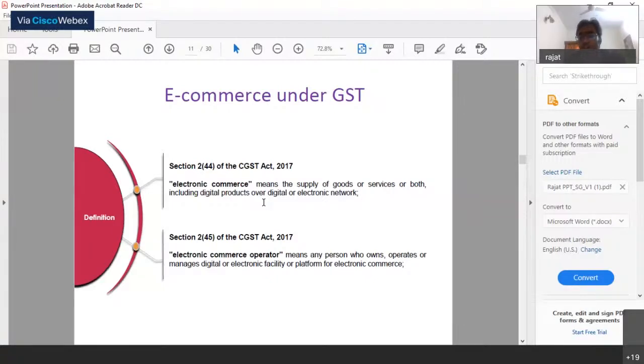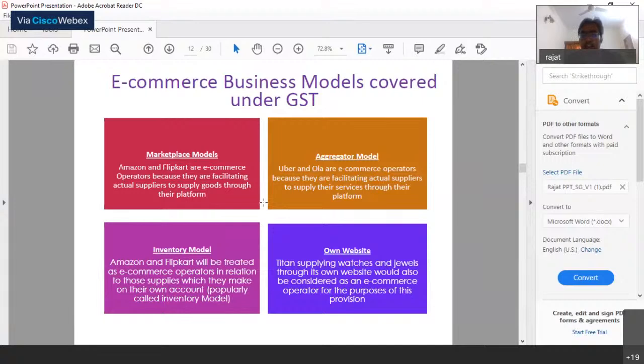Thus, if you see the definition of e-commerce and electronic commerce under GST, you would see that all sorts of e-commerce players, whether it is the marketplace model of Amazon or Flipkart, who are facilitating supply of goods or services through their platform, are covered under GST. Similarly, the aggregator model of Uber and Ola, who are facilitating the supply of transportation services by individual drivers on their platform, those are covered. Even when Amazon or Flipkart supplies goods which are part of their inventory, even that is covered. And even if you're hosting your own website like Titan and supplying watches and jewels thereon, even those models are covered under GST.